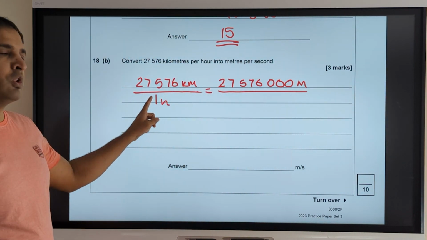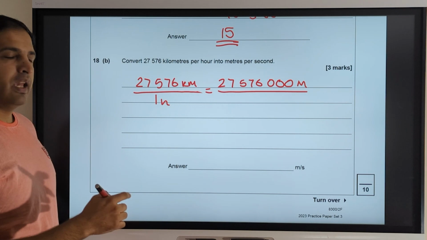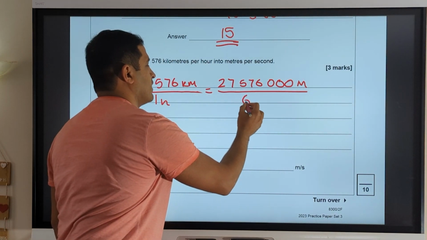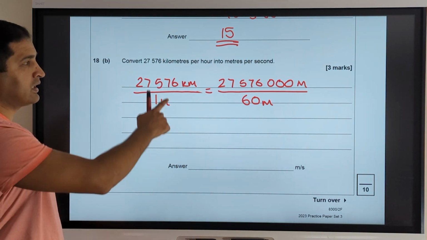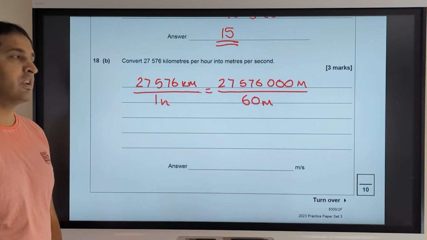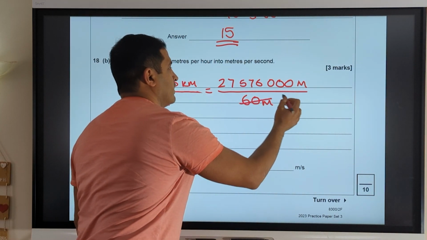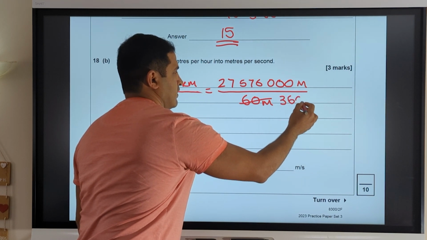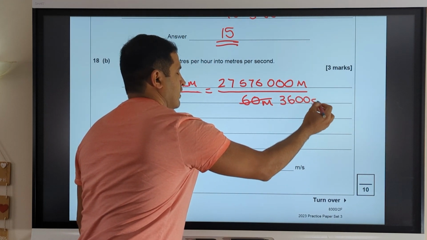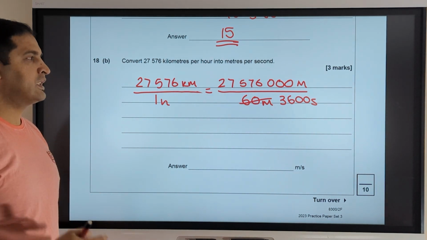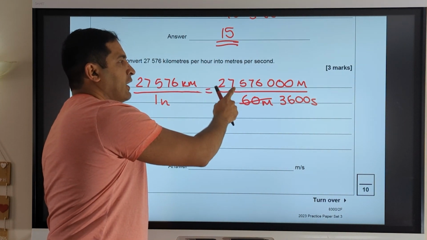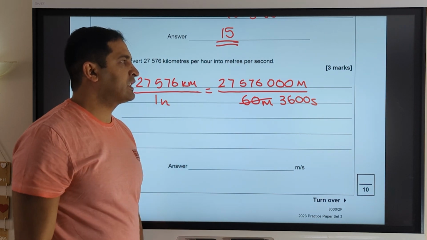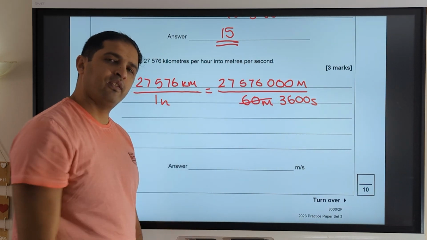At the bottom, I can keep the 1 hour as 60 minutes. I can change 60 minutes into 3,600 seconds, because every minute has 60 seconds, so 60 times 60 gives you that. So we're traveling 27,576,000 meters in 3,600 seconds.